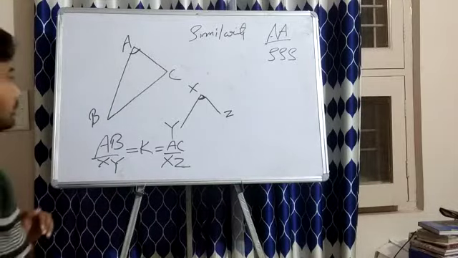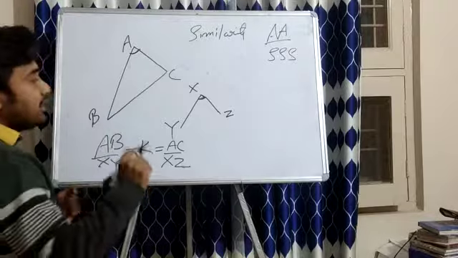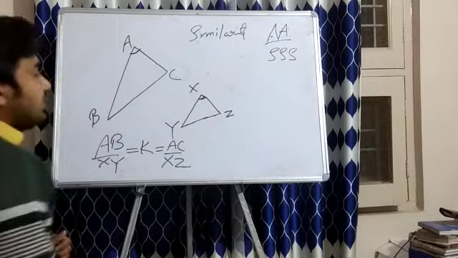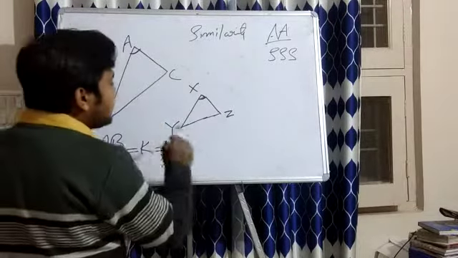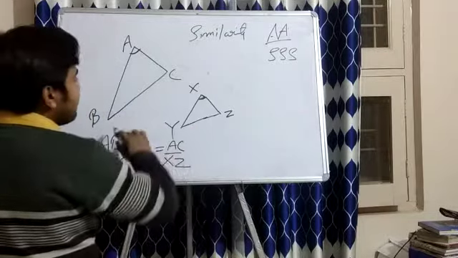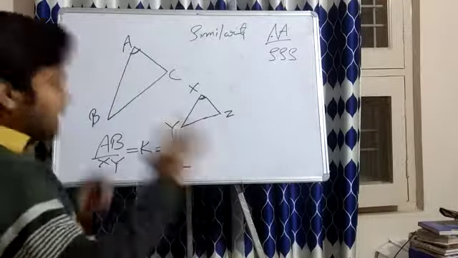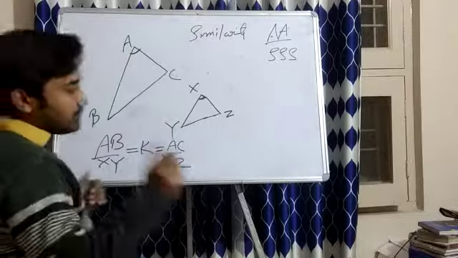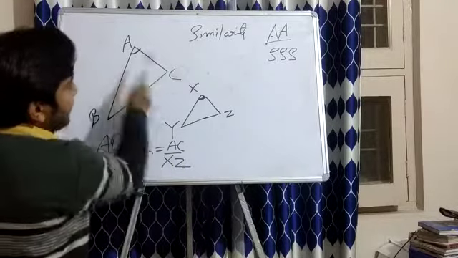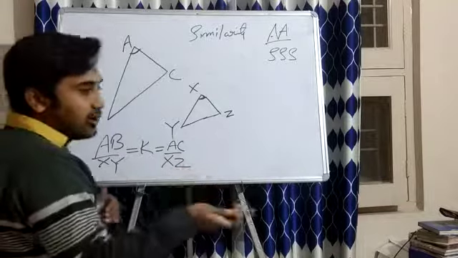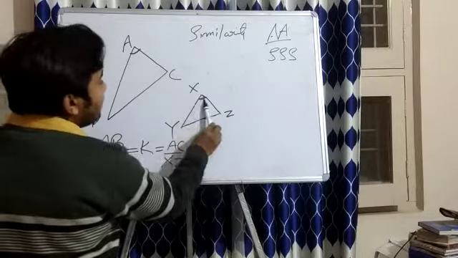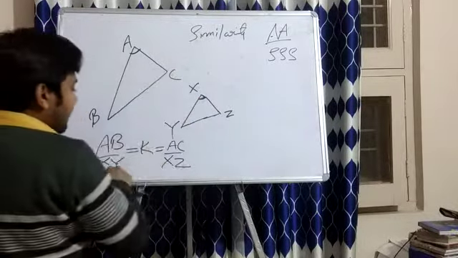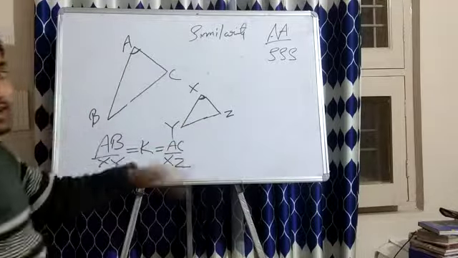Okay, so in this case there is only one way to form this triangle, and it is this, such that the ratio of BC over YZ has to be the same, which is K. Okay, so the third postulate says that if we have a triangle such that one angle is equal, and the ratio of the corresponding sides on either side of this angle is equal, then those two triangles are also similar.